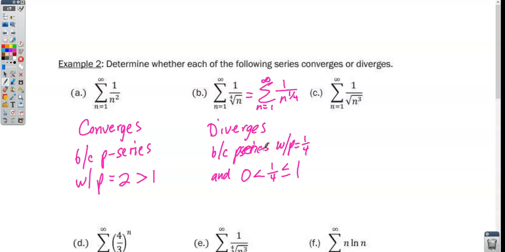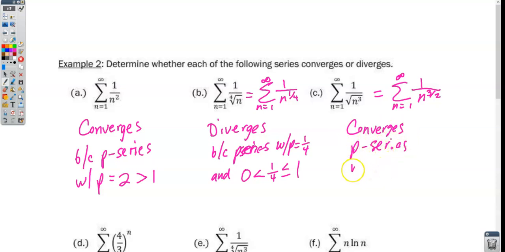Okay, next one. Again, when we have roots and stuff like this, we want to convert those over so that we can see whether it's convergent. And we don't necessarily have to rewrite them, but at least in our head, we want to be converting these over to rational exponent form. This one converges because it's a P-series with p equal to 3/2, which is greater than 1.